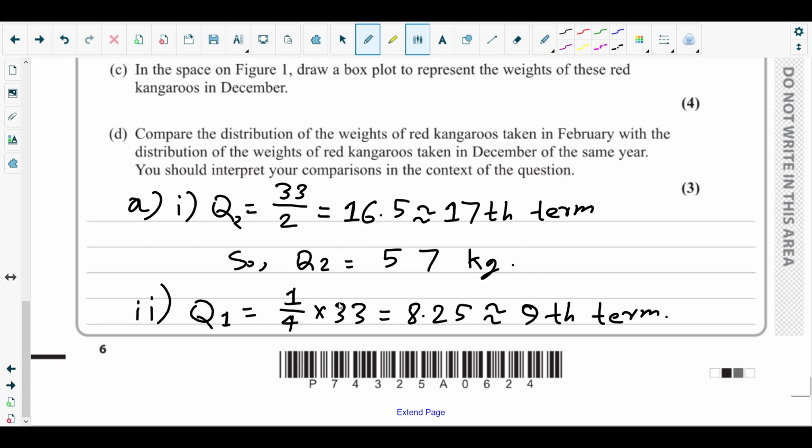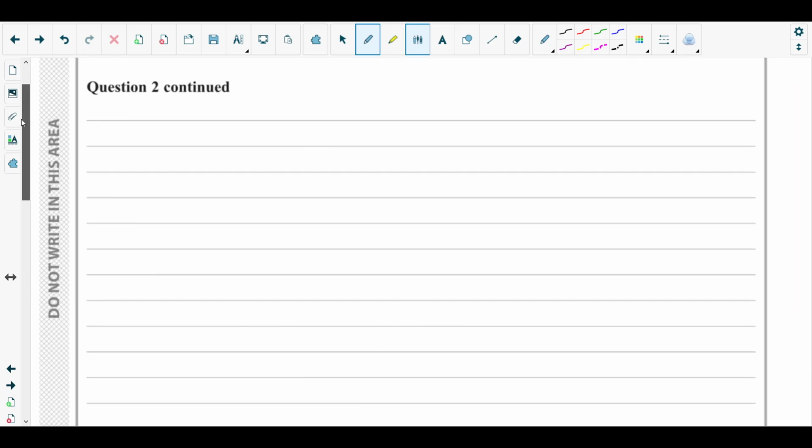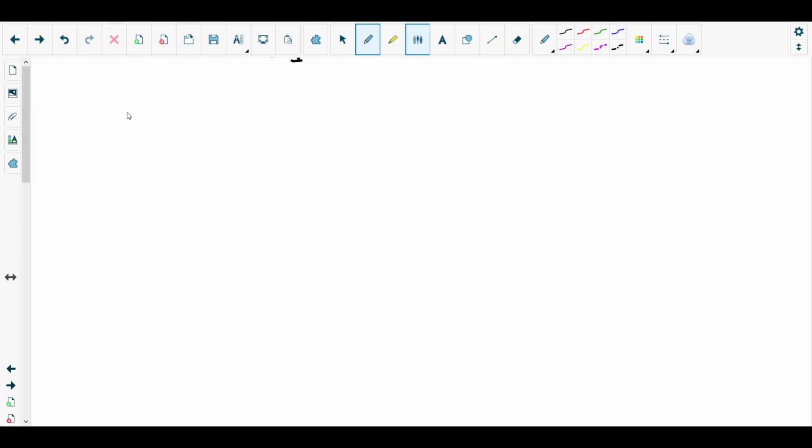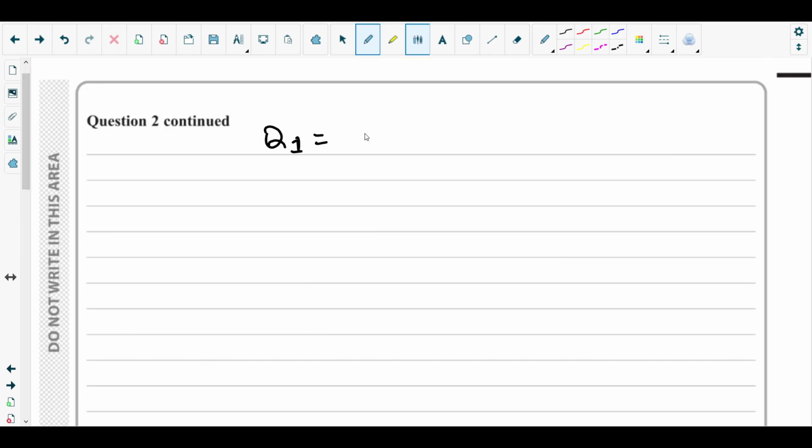So Q1, the lower quartile, is the 9th data value. Which one is the 9th data value? 1, 3, 6, 7, 8, 9. So this is basically 45 kg. Okay, this is 45 kg.